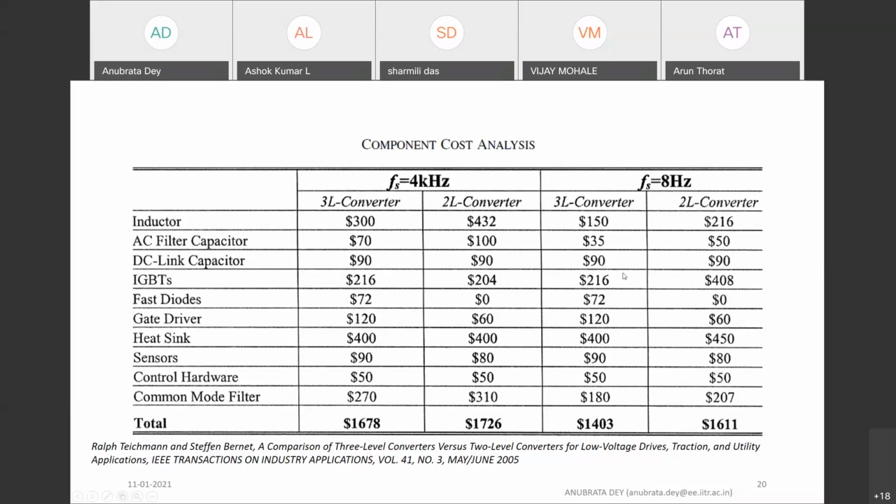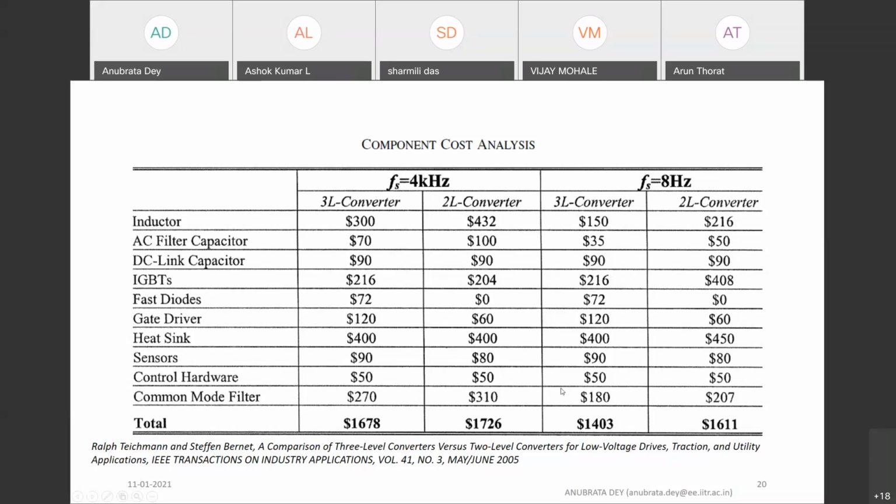Particularly the IGBT, that is very surprising. For the IGBT you are also getting a lower price, although your number of switches increased compared to 2-level, because your voltage rating also reduced. So your price also got reduced. You don't require fast diodes in 2-level, but here you require fast diodes, so you have to pay for that, but you get improvement in all other aspects in terms of cost.